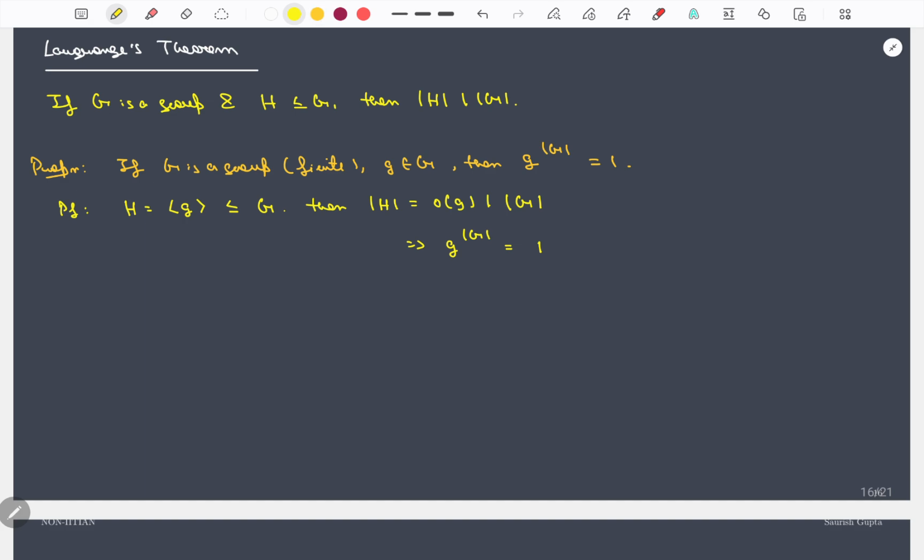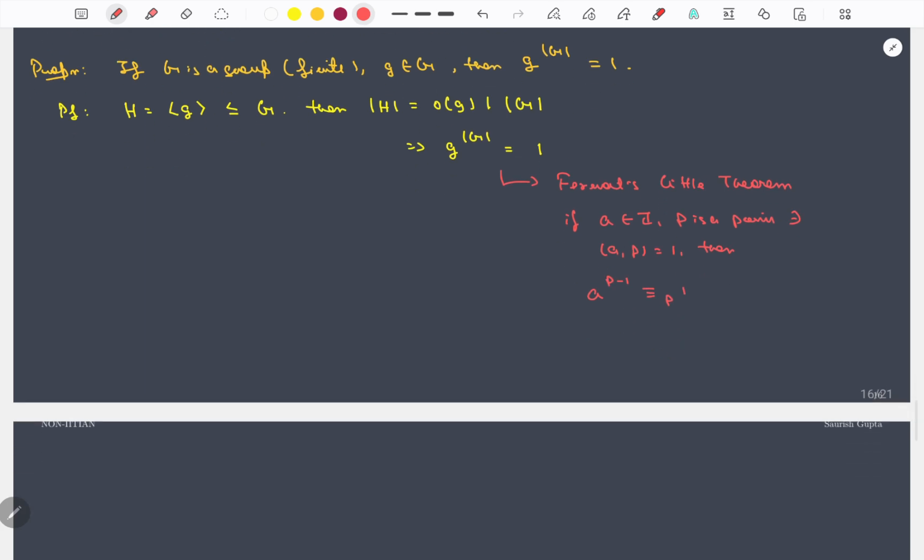And a very useful result of this is Fermat's little theorem, which says that if a is an integer and p is a prime such that the GCD of a and p is 1, then a to the power p minus 1 is congruent to 1 mod p. And how we can prove this, I'm just giving a brief hint, because we have not delved into much deeper notions.